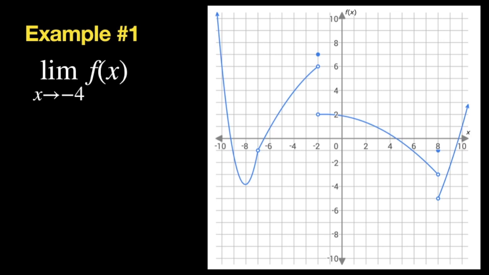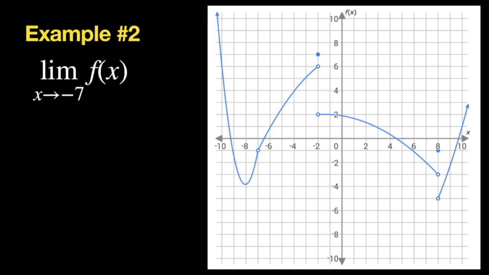So if we look at our graph at -4, and I'm going to use the color red so you can see it. From the left side, this function is going to be approaching 4. That is the y value. From the right side, you also see that it's approaching 4. So in this case, the limit of the function is going to be 4. So the limit does exist, and we're going to say that this limit is 4.